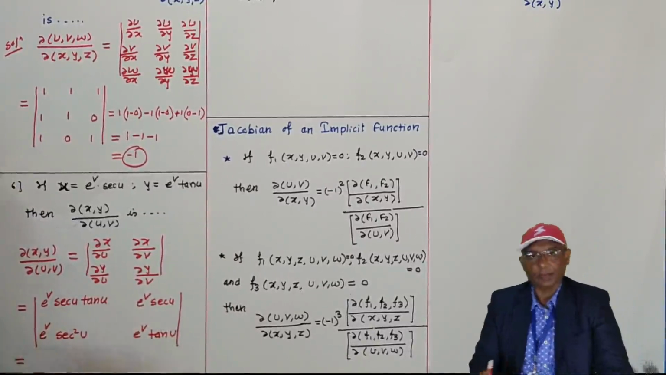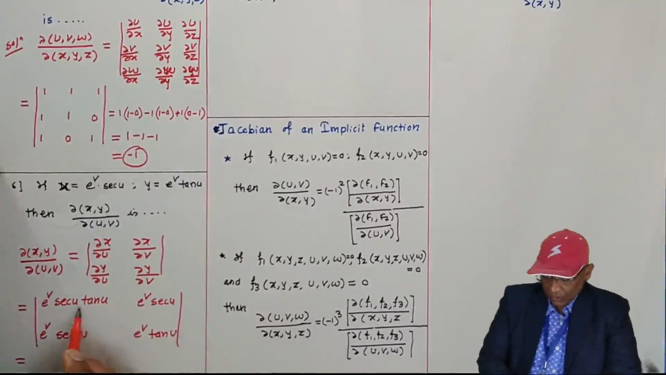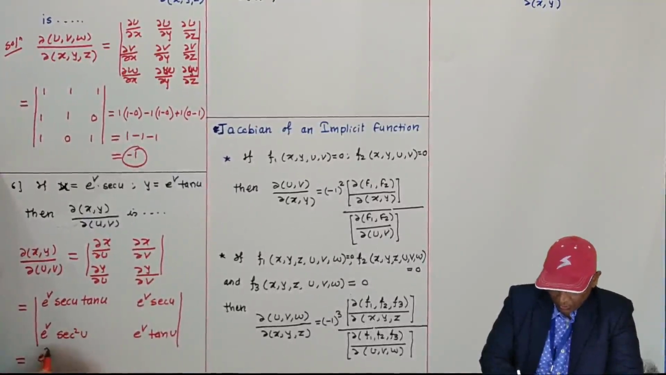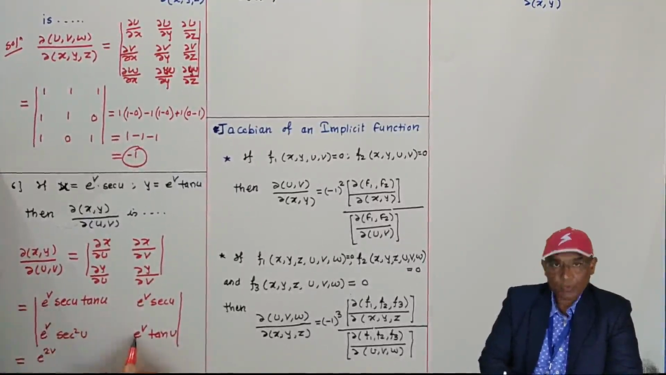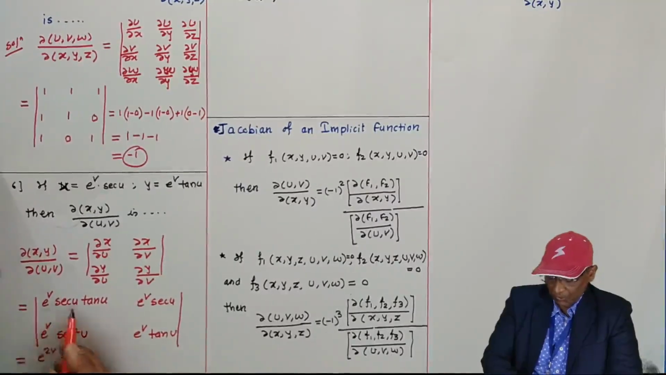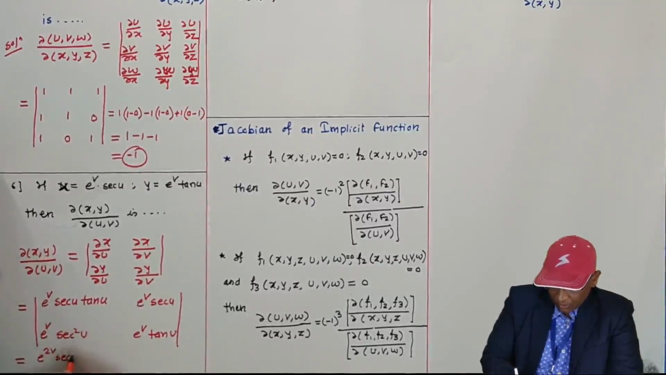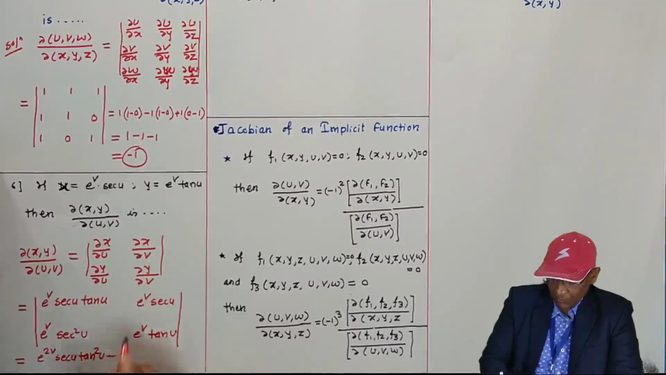Now try to simplify. Try to solve this determinant. Product of these two will be what? e raised to power 2v, e raised to v into e raised to v. We don't have sufficient space here, therefore writing directly sec u into tan square u minus product of these two is e raised to 2v sec u into sec square u.